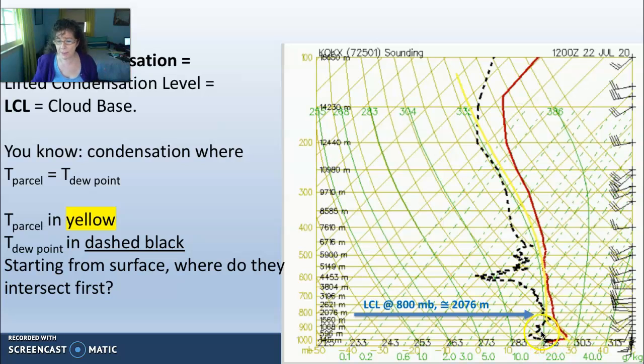Where the parcel lapse rate, as we've calculated it, meets the dew point lapse rate is where the level of condensation is. So right here's where they meet. You move over and you report it as either an altitude or as a pressure. You can see it done both ways. This one's right at about 800 millibars at about 2,076 meters. That's the level of condensation on a sounding, where they intersect.